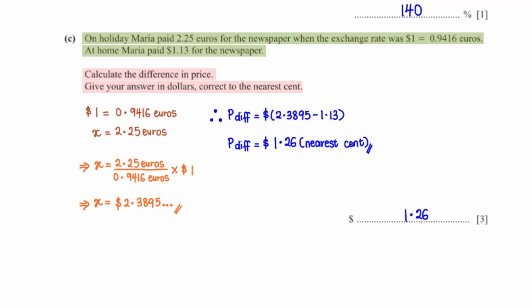First, we need to convert 2.25 euros into dollars. So we set up the conversion ratio. The exchange rate is $1 equals 0.9416 euros. We want to find X, which is the equivalent in dollars for 2.25 euros. From this setup, when we cross multiply and make X the subject, this is what we have, which is equal to $2.3895. Now that we have the holiday price in dollars, the price difference will be $2.3895 minus $1.13, which is equal to $1.26 rounded to the nearest cent.